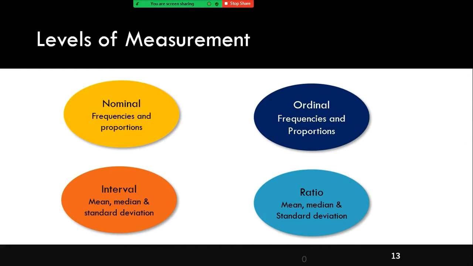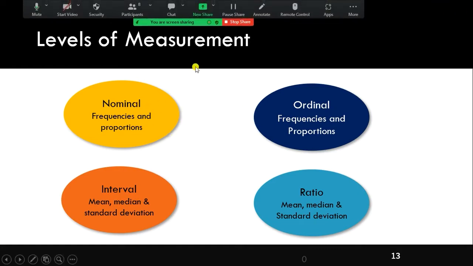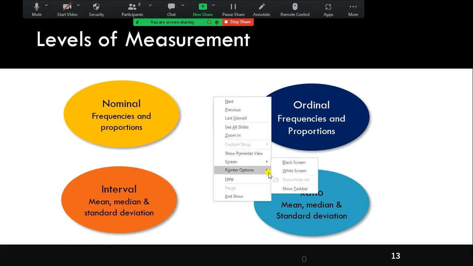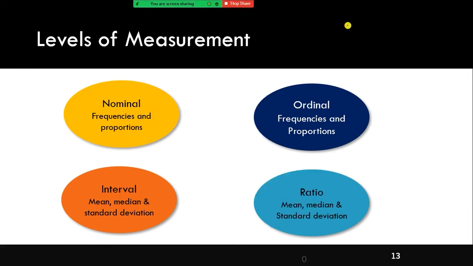so now the question is, why should I know the levels of measurement? Knowing the level of measurement helps us decide how to interpret the data from a variable. So what is a variable? A variable is anything that can take on different values across your data set. For example, salary is a variable, right? Age is another variable.